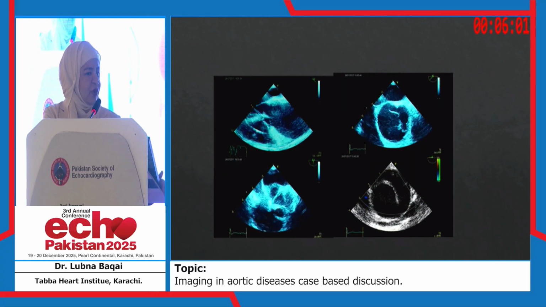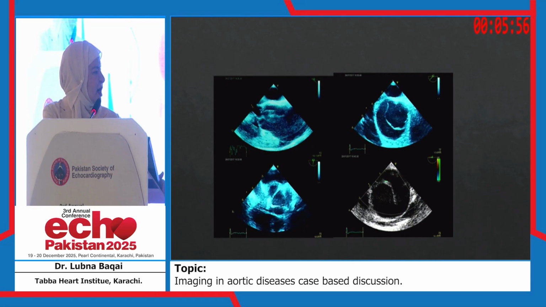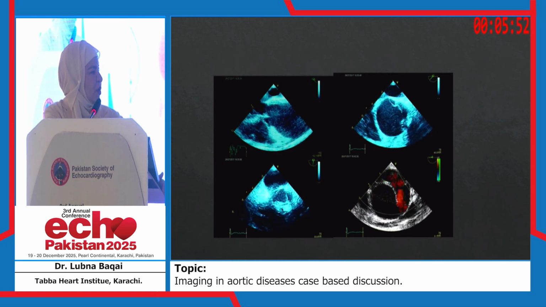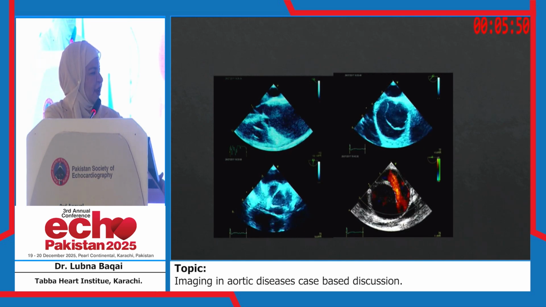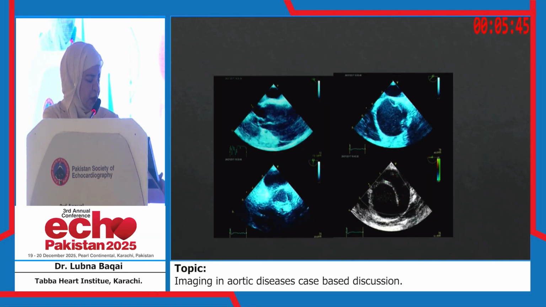The transesophageal views of the same patient: the dissection flap on the ascending aorta is starting from the root. You can clearly see the true lumen and the false lumen on this view. This is the true lumen with the pulsatile flow, and this is the larger one, with non-pulsatile flow, the false lumen on the transesophageal echo.